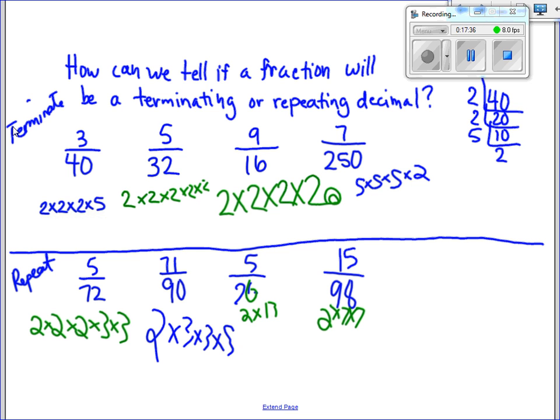Caitlin? So repeating is anything that doesn't have 2 and 5 both in the same? No, it could have 2 or 5, or 2 and 5, but as soon as it has something else along with it, then it's going to become a repeater. Jack? What if it's something like 36/72, because you know it's half? That reduces down to 1/2, so you got to look at its simplest form. That's a good question, Jack. Yeah, its simplest form fraction.